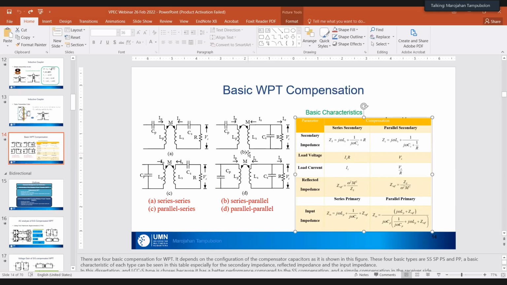But we can compensate by controlling the frequency if we use variable frequency control. And if we use a fixed frequency, I don't really know how to solve it, but for this case, we can use the variable frequency.